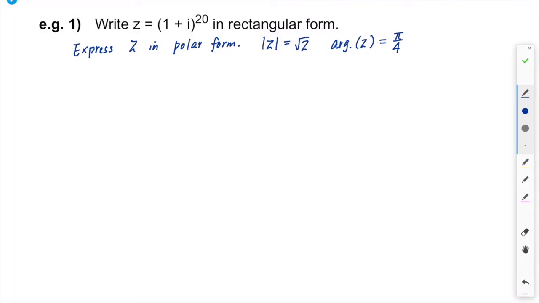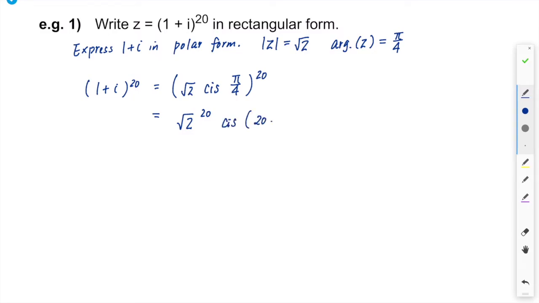Okay, so we can now say that 1 plus i to the power of 20, you know what, I shouldn't call this z, because that is the power of 20. I should call this 1 plus i. It can be rewritten as square root of 2 cis pi over 4 to the power of 20. Okay, so now we have square root of 2 to the power of 20 for the modulus, and then for cis we have to multiply pi over 4 by 20.